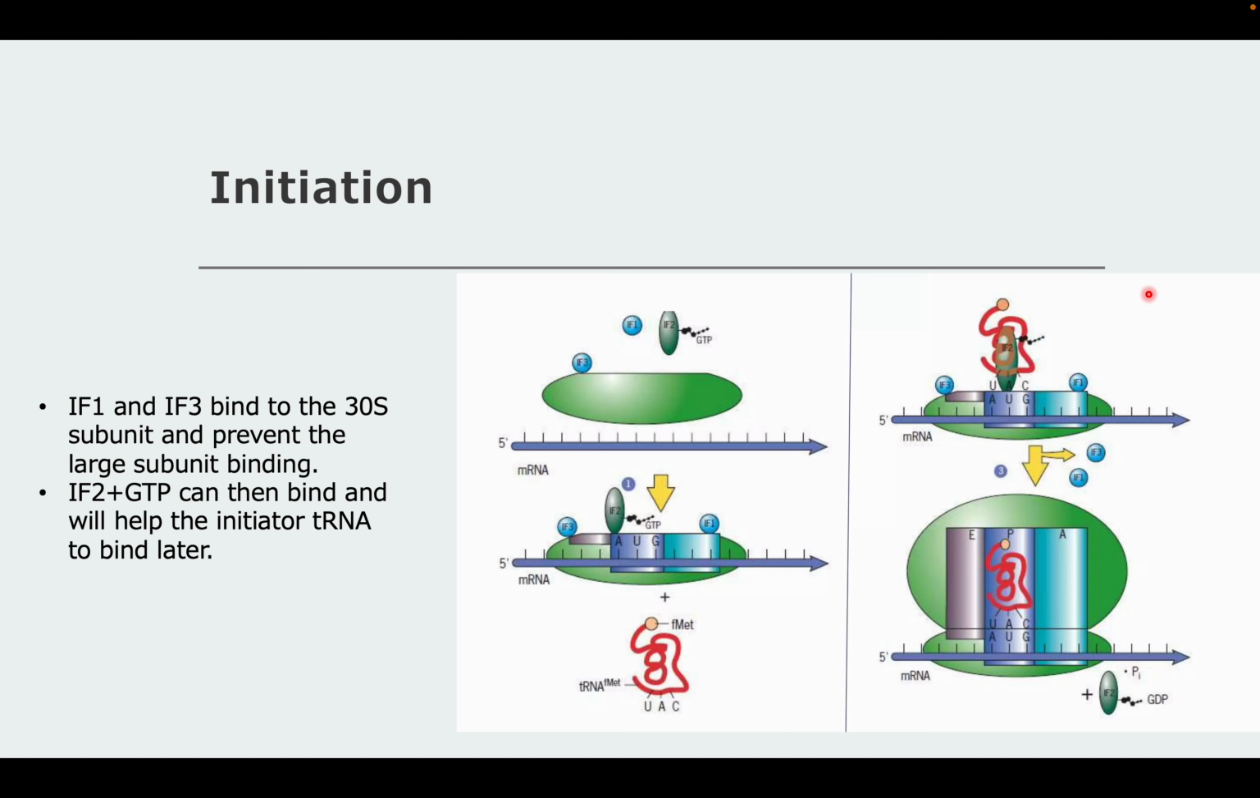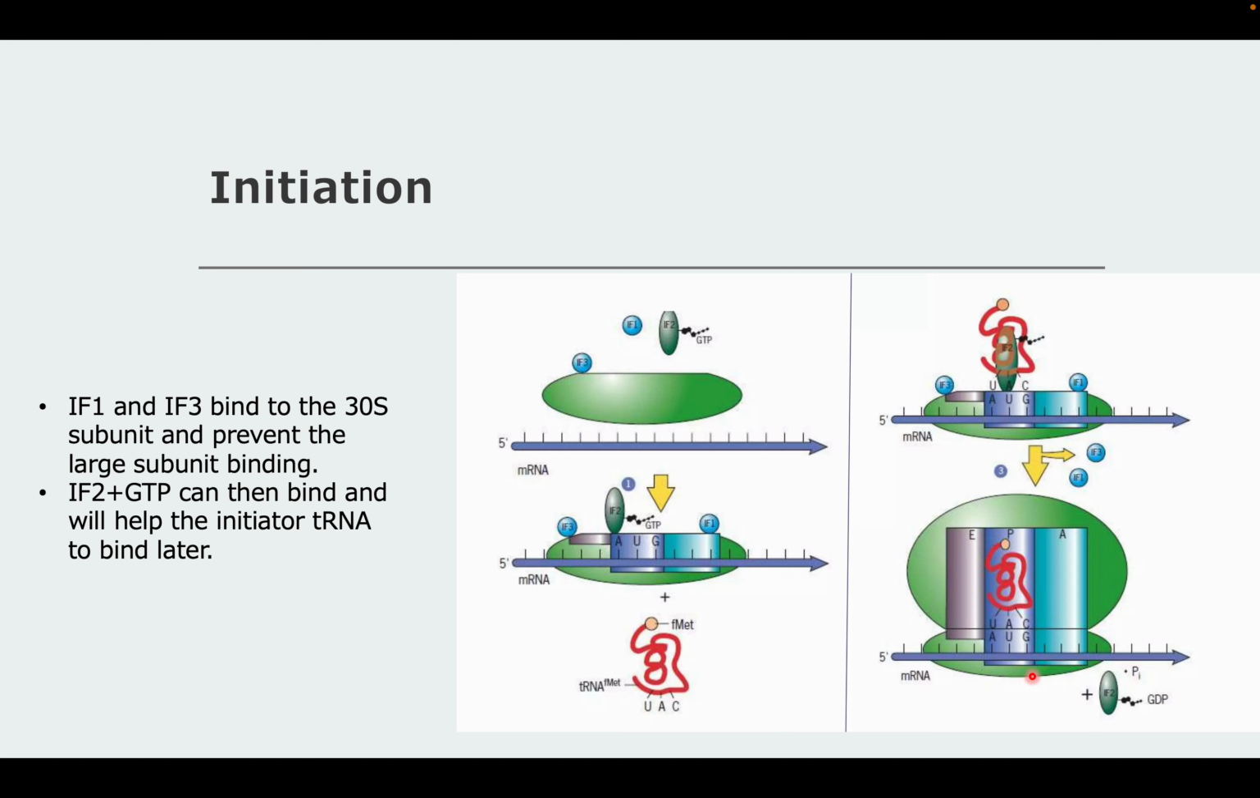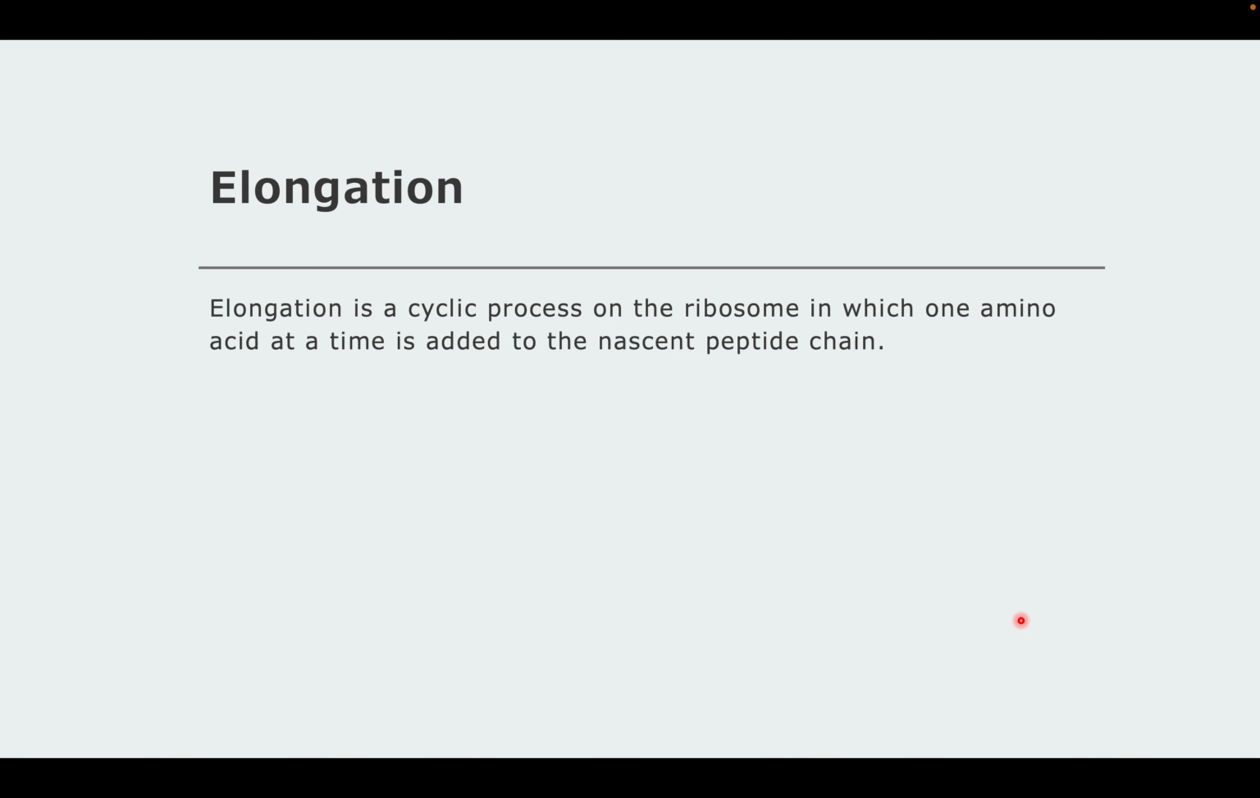When the tRNA comes, it binds to this site, and IF1 and IF3 are released, and by GTP hydrolysis this IF2 factor is released. Because IF1 and IF3 get released, the larger subunit can bind, and now the initiator tRNA is at the P site. So we have our first tRNA bound to the P site. Now the step is to bind another tRNA.